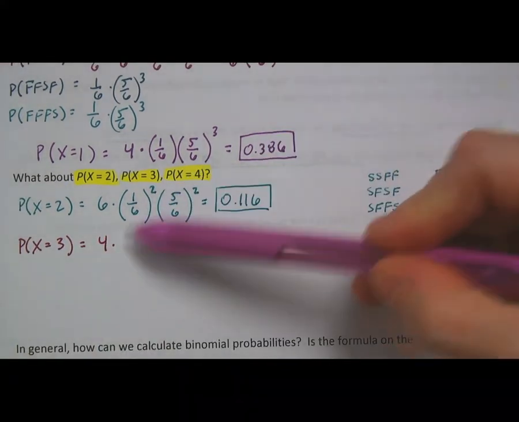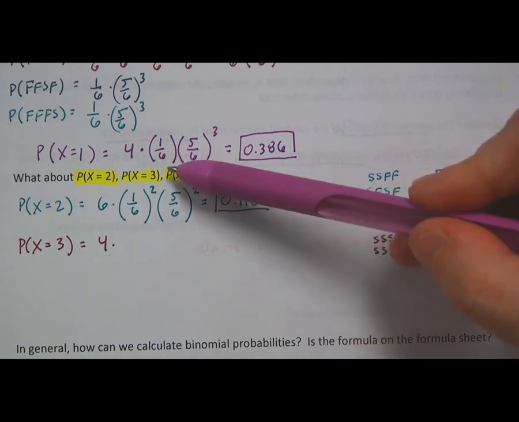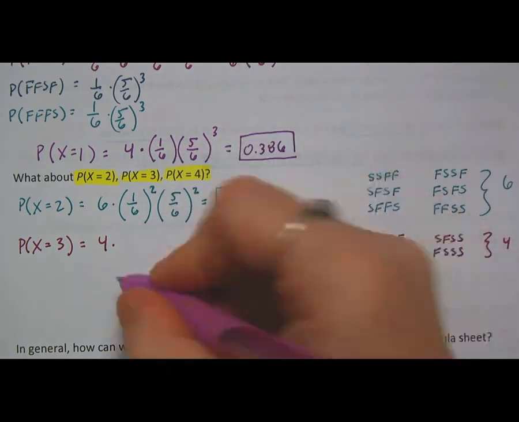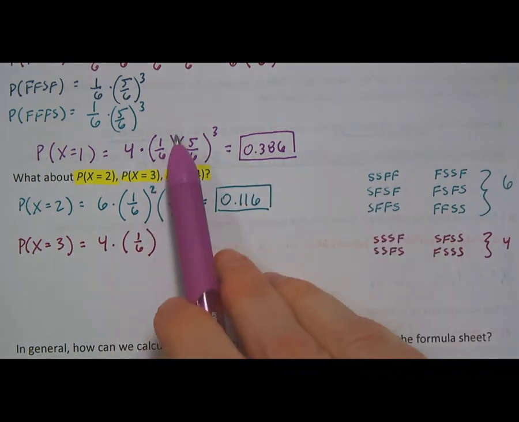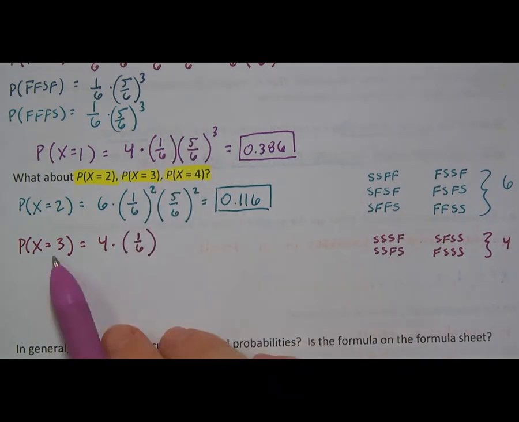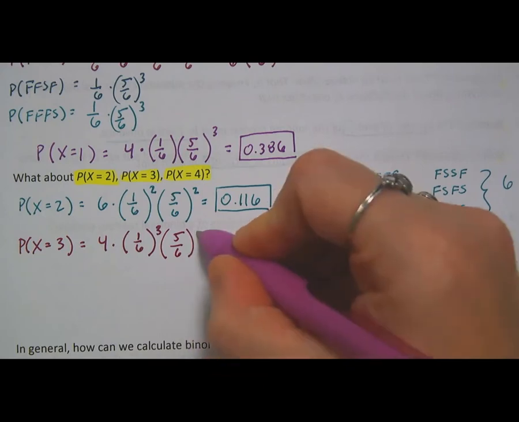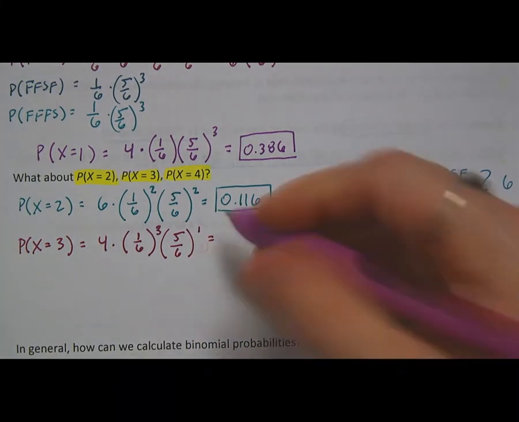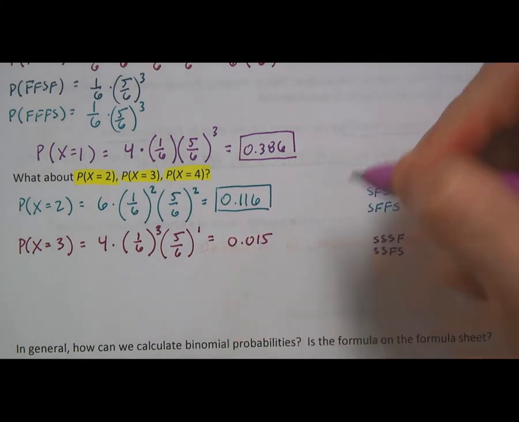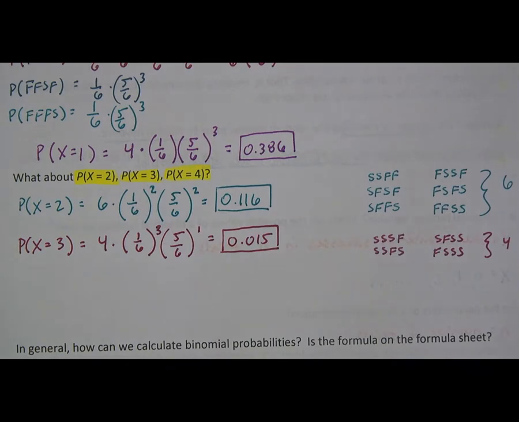Now why is this one going to be any different than what we did right up here? 4 is in front. Why isn't it still going to be 1 out of 6 times 5 out of 6 to the 3rd? Yeah, this was just 1 success, so essentially it was raised to the 1st power. Here we want 3 successes, and we want 1 failure. See, the probability keeps shrinking because we're wanting more and more successes. And the probability of that happening gets lower and lower.